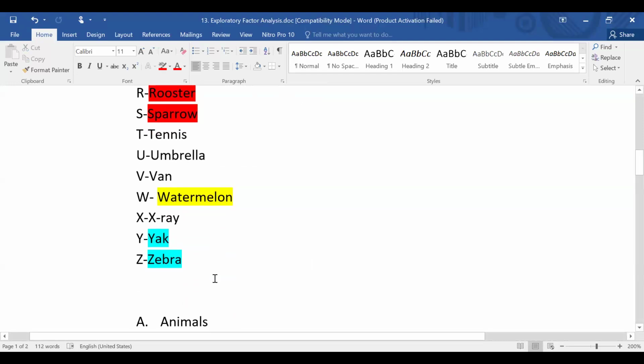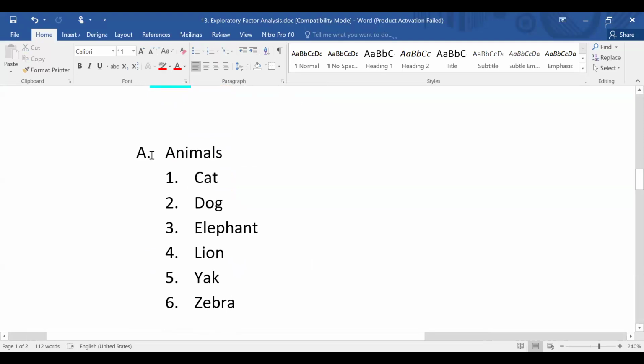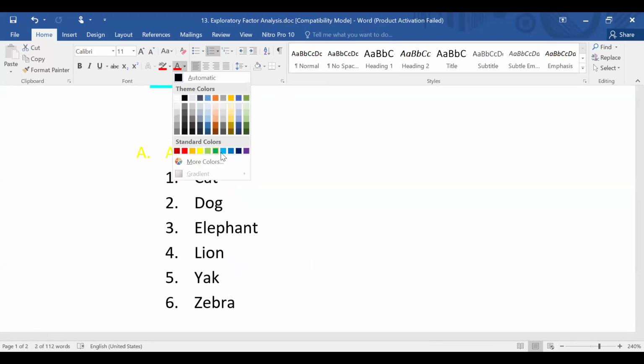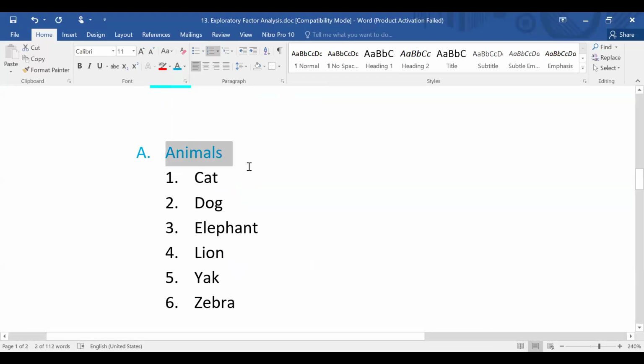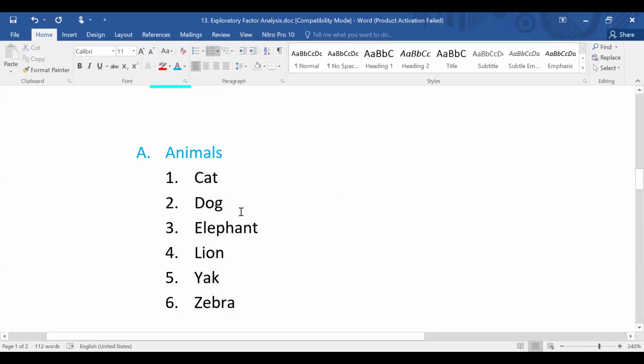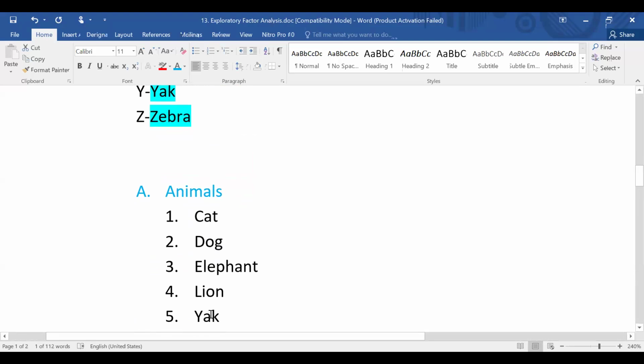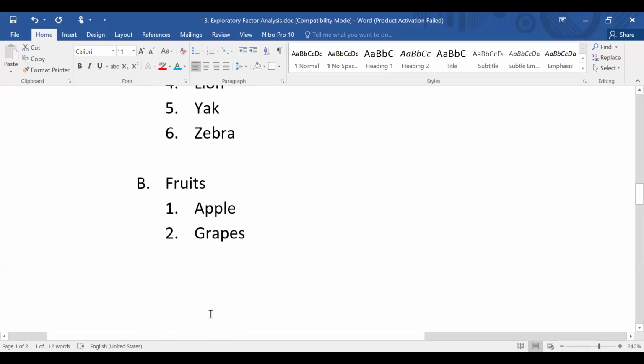What should be the name? Common name. The common name is animal. Is it clear? So common name is animal, because we can understand all items related to one category, and the category is animal. But we cannot add the others with the cat, dog, elephant, lion. No, because this is a different category.